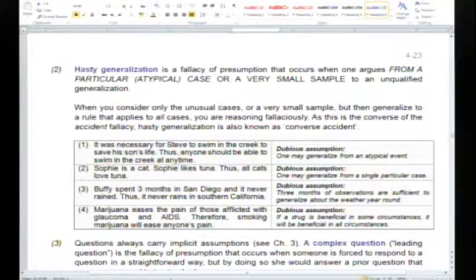So it was necessary for Steve to swim in the creek in order to save his son's life. Thus, anyone should be able to swim in the creek at any time. Hasty generalization. Sophie is a cat. Sophie likes tuna. Thus, all cats love tuna. Hasty generalization. Marijuana eases the pain of those afflicted with glaucoma and AIDS. Therefore, smoking marijuana will ease anyone's pain. Hasty generalization.